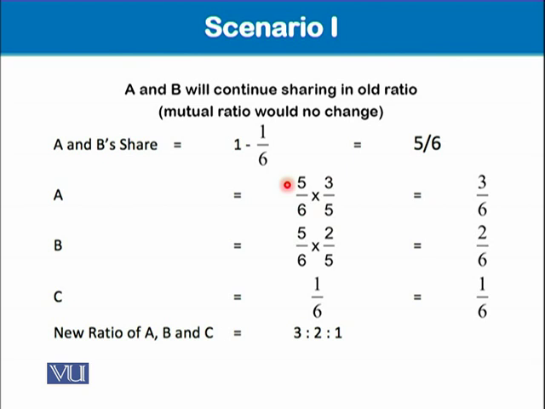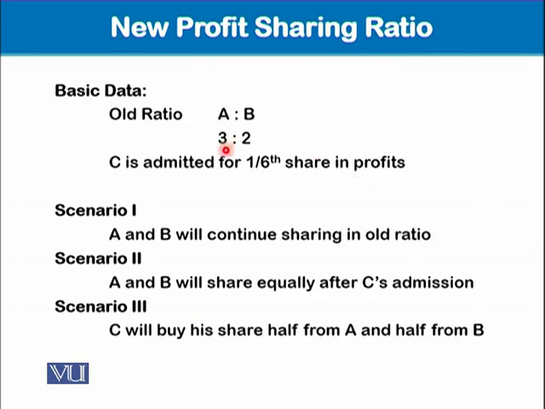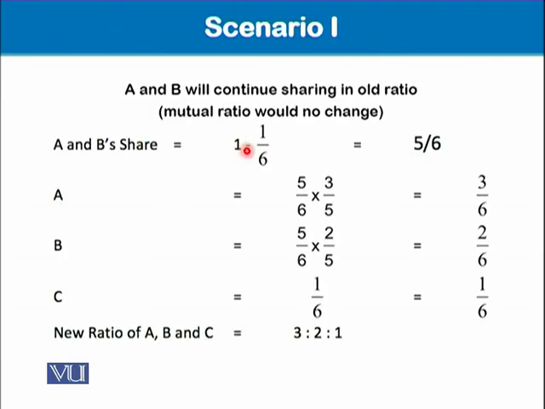Okay, let's take the example of pizza once again. These 5 slices out of 6 slices of pizza, we have to distribute among A and B in their old ratio. What is their old ratio? 3/5 and 2/5. So this 5/6 multiplied by 3/5 is simple mathematics. This 5 will cancel with this 5 and 3/6 is the answer.